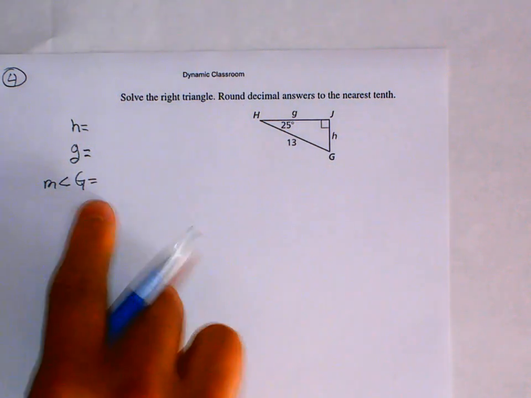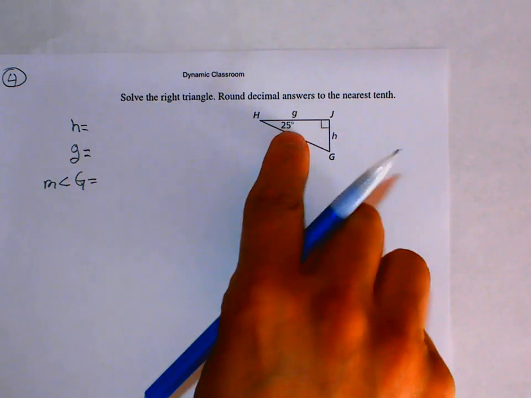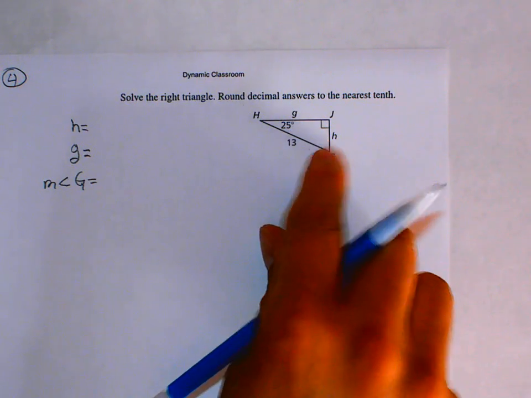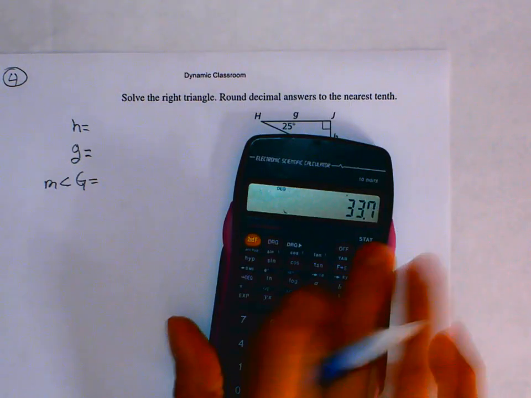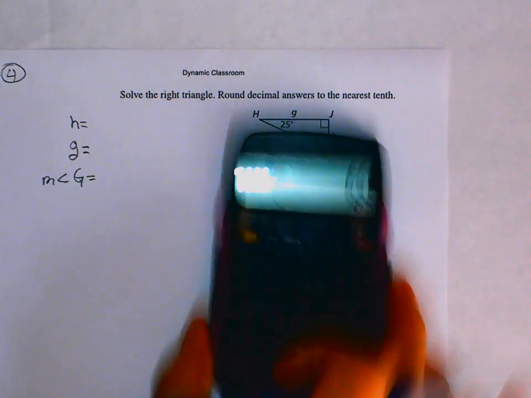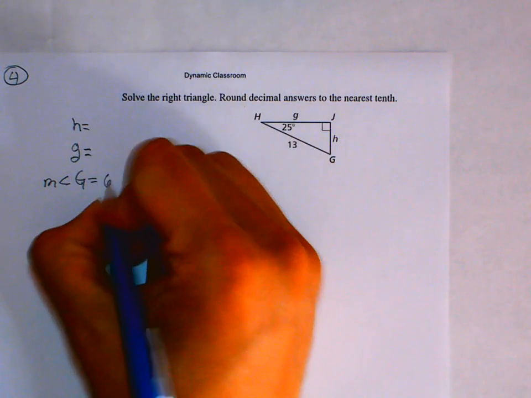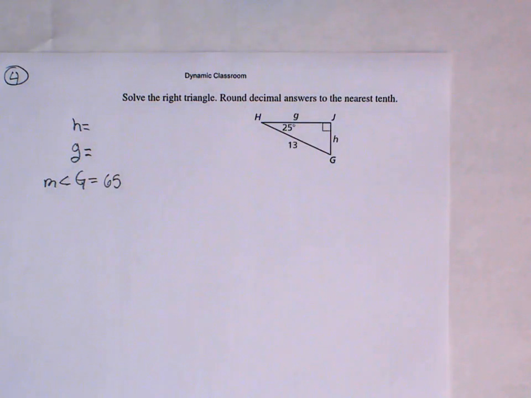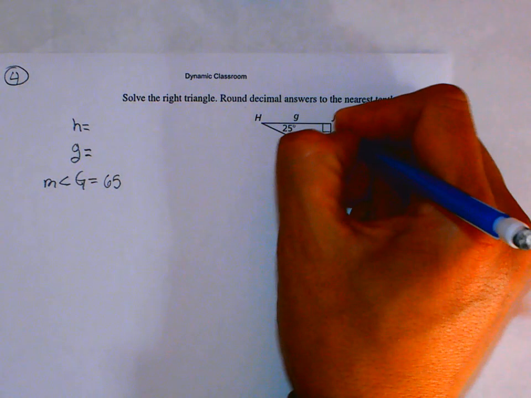But that one's easy to find out because you already know that's 25, that's 90. Subtract 90 minus 25, and you get 65. Okay, so I only got two things to do. So it does not matter which one I solve for first because I'm going to end up doing the same thing. So let's solve for h first.